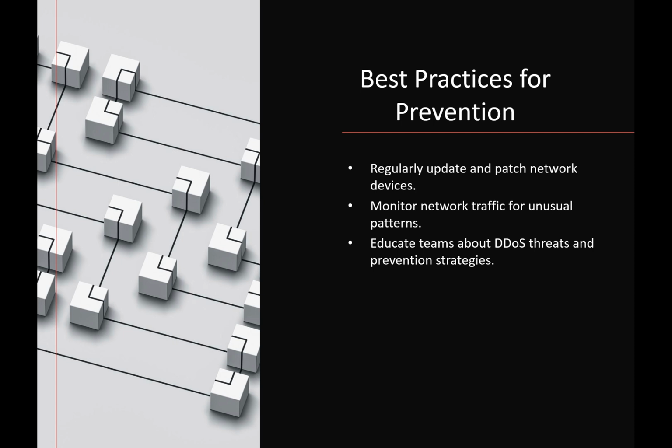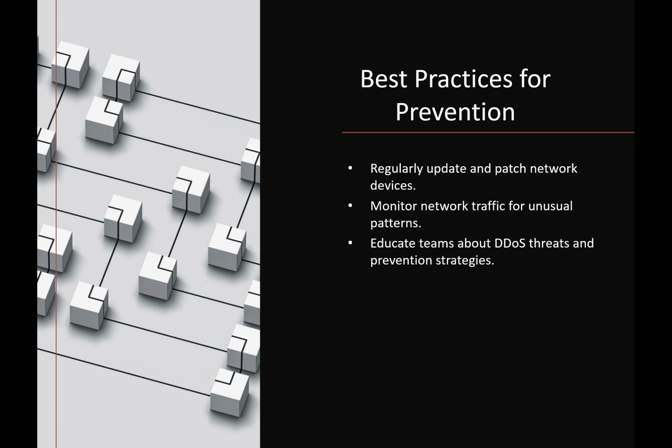Then, best practices for prevention. Prevention is better than cure. Here are some best practices to avoid Smurf attacks. Regularly update and patch all network devices to fix vulnerabilities. Monitor network traffic for unusual patterns such as spikes in ICMP traffic. Educate IT teams on recognizing and responding to DDoS threats. These proactive strategies help to safeguard the network against not just Smurf attacks but other similar threats.